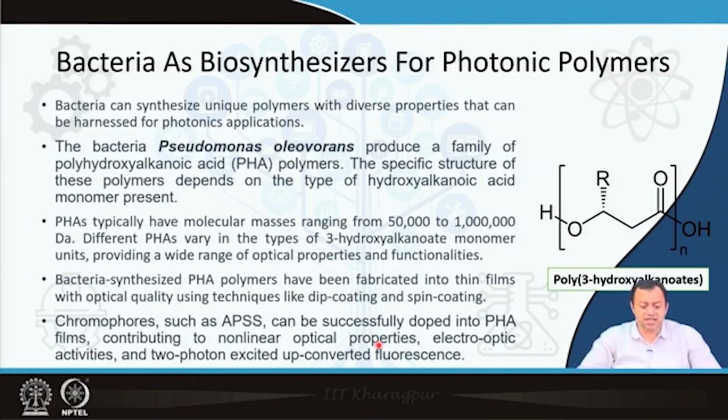These alkanoic acids, PHAs, typically have a molecular mass from 50,000 to 100,000 Daltons. Da is Dalton. This is the same Dalton that gave the idea of the atom, something that cannot be divided, indivisible, but now even a school child knows how atoms can be divided. So, bacteria-synthesized PHA polymers have been fabricated into thin films. Chromophores such as APSs can be successfully doped into this polymer, making a fluorescent material.